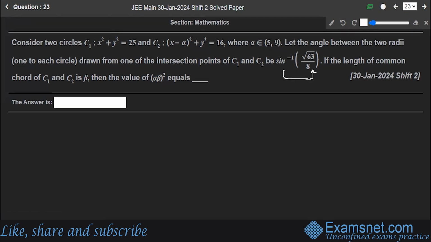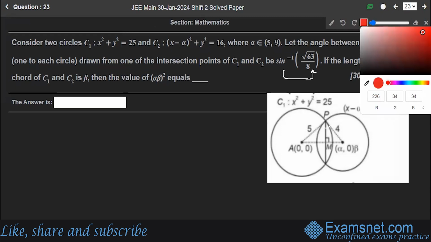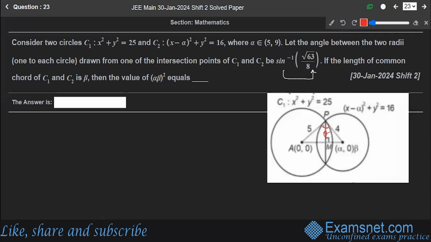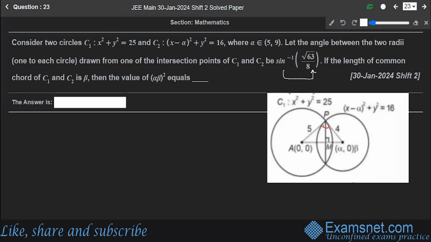Let's have the figure to understand the problem clearly. So these are your two circles, and let's say this is the angle theta between them according to the question. Okay, this was your theta. So you are saying the angle between them is given by sine inverse root 63 by 8. Let's say this is equal to the angle theta between them. So you will have sine theta as root of 63 upon 8.